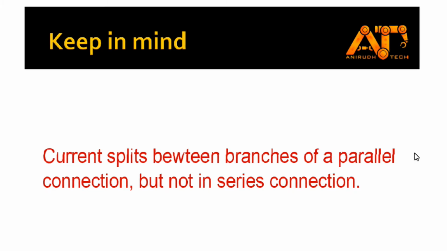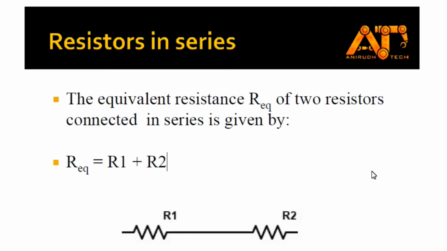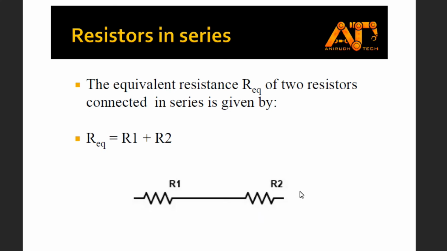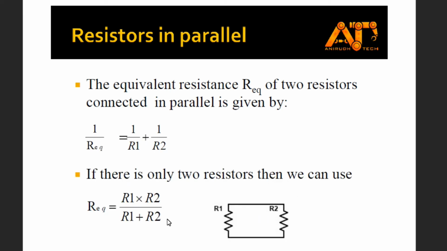Okay guys, now before moving to the problem, we can check the formula for series and parallel connections. This is the formula for series connection. You can see here R1 plus R2. We have two resistors and the simple aggregate sum of the resistance is R1 plus R2. Then coming to the parallel circuit, if you have only two resistors, you can use this formula. The equivalent resistance is equal to R1 into R2 divided by R1 plus R2.